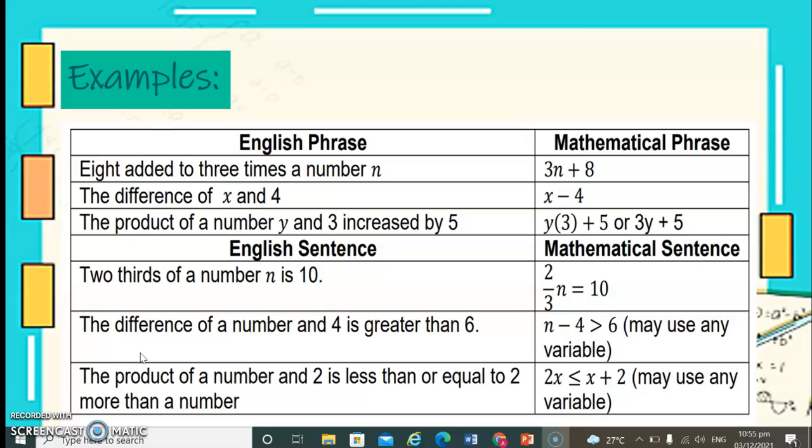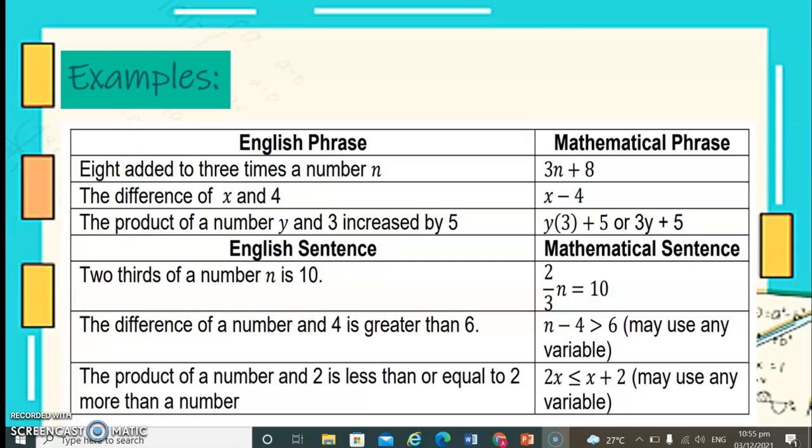Okay, next. The difference of a number and 4 is greater than 6. So, difference, minus, so the difference of a number n, or a number, and 4. So, ang number wala na mention. So, therefore, we can write any letter nga gusto naton. So, here, we use any variable. So, n gamit. So, n minus 4 is greater than 6. So, greater than 6. So, pag gusto na kamo kung ano gamiton ninyo nga letter.